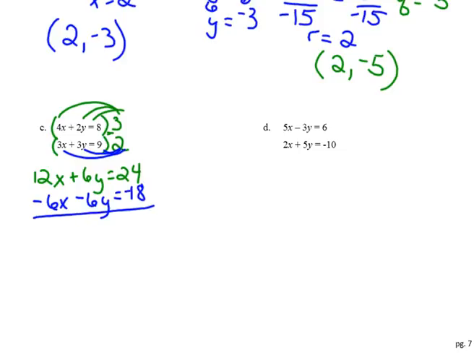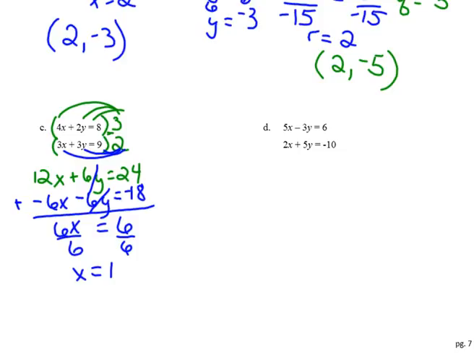So now I have, in front of my y's, the same coefficient, opposite signs. So I can add those together and eliminate the y's. 12x and -6x is 6x. Y's are going to cancel. 24 and -18 is 6. Divide both by 6, and we get x is 1.